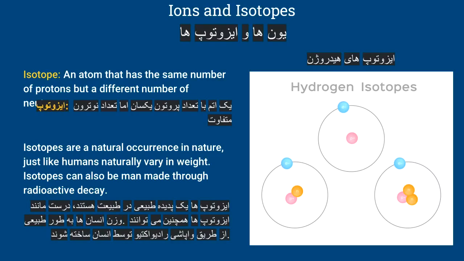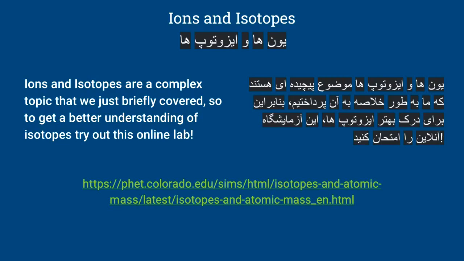Isotopes are naturally occurring, just like how humans naturally vary in weight, but isotopes can also be man-made through radioactive decay. Ions and isotopes are a complex topic that we just briefly covered, so to get a better understanding of isotopes, try out this online lab.